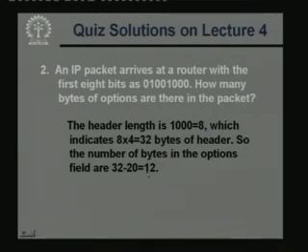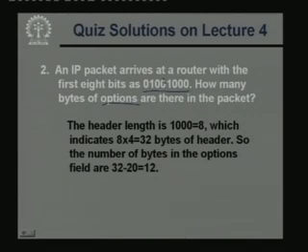Now, the next question. An IP packet arrives at a router, again with the first 8 bits given, this combination. Now, the question is, how many bytes of option fields are there in the packet?